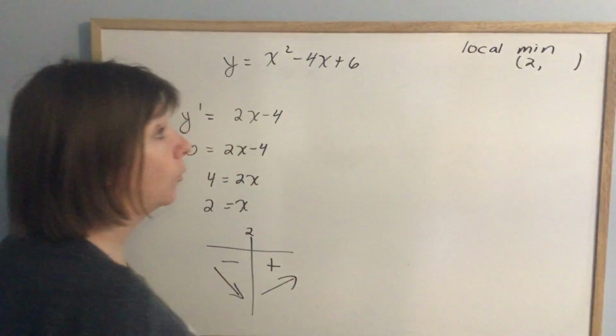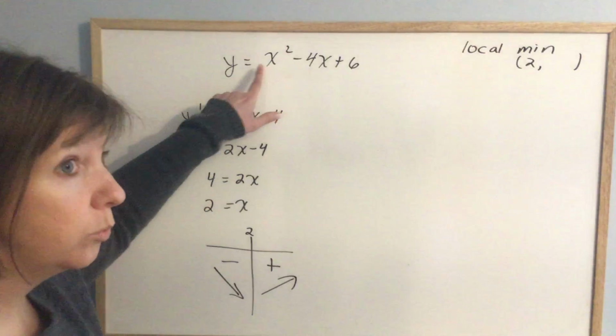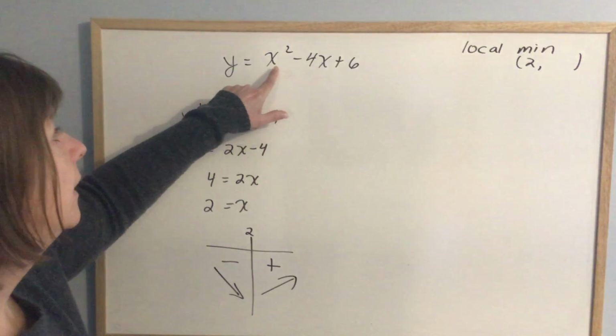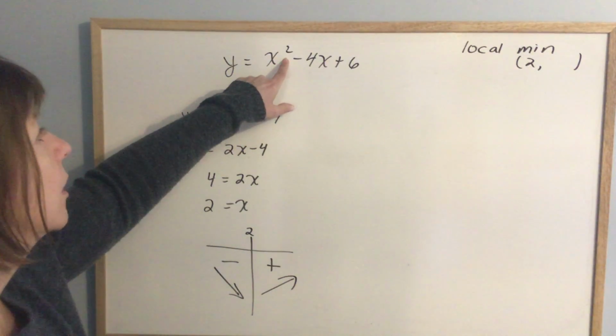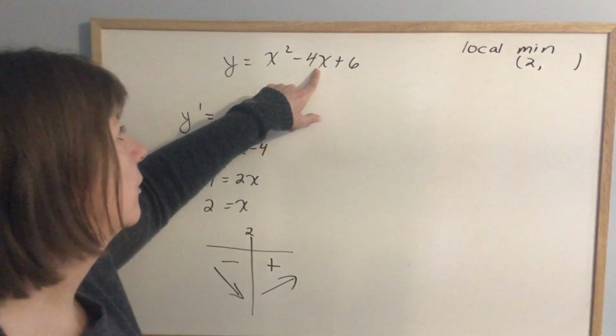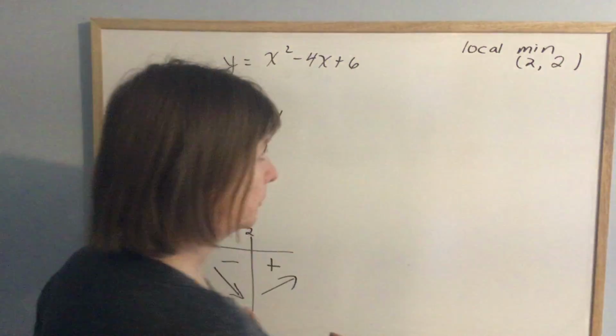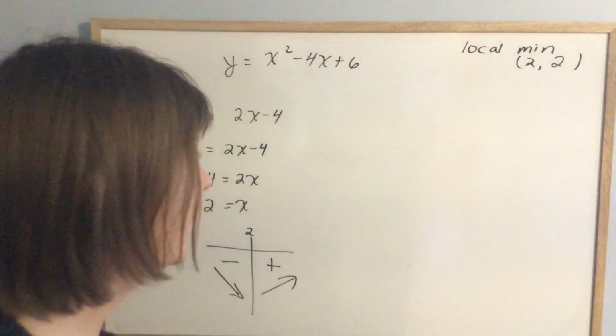Now I'm going to figure out where I need to put that on the graph. I need a y value. So I'm going to go back to the y equals thing. 2 squared is 4, that would be 4 minus 8, so that would be negative 4 plus 6, so that would be positive 2. I think I did that right.